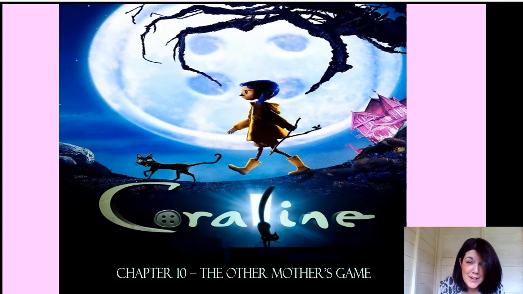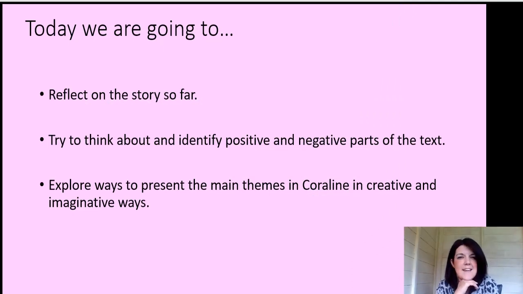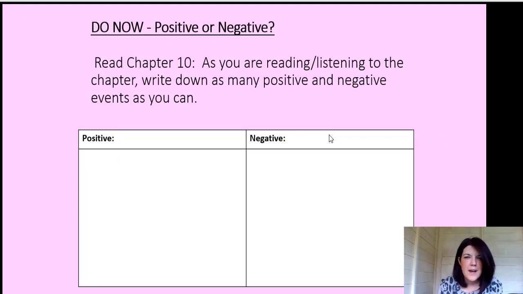Hopefully you'll enjoy it. So what we're going to do today is look at chapter 10, because you've not read that yet, so it's only a short chapter, so you're going to be reading that at the start of the lesson. Then we're going to be reflecting on the story so far and thinking about what's happened, and to link to that, we're going to be thinking about positives and negatives so far. And then after that, we're going to be thinking about the main themes in Coraline in creative and imaginative ways, and all will be revealed soon. Okay?